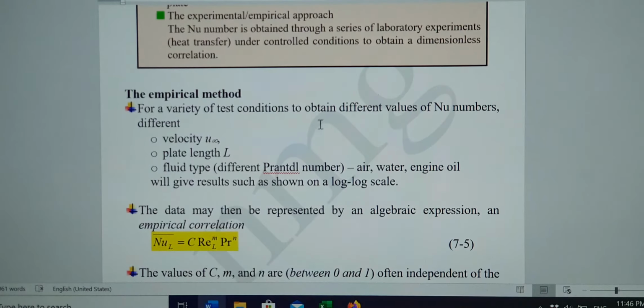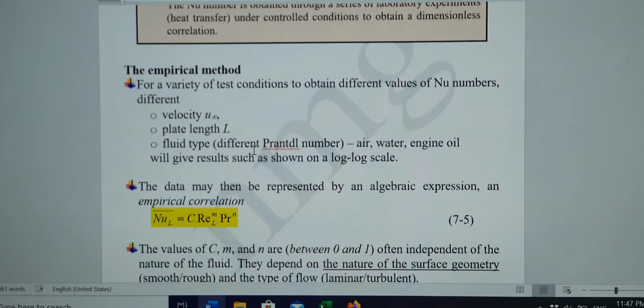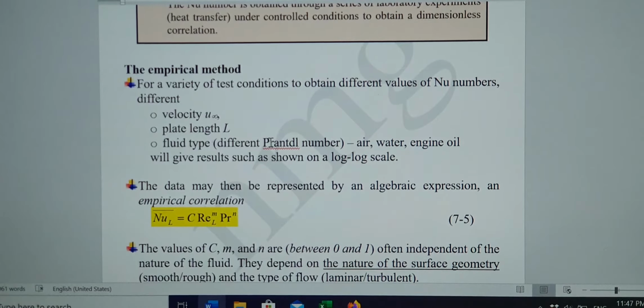We will look at the empirical approach first. Yeah. So for a variety of test conditions, to obtain different values of Nusselt number for different upstream velocity, different plate length, and different fluids, because different fluids at different temperatures have different Prandtl number, like air, water, engine oil, will give results such as shown on a log-log scale.